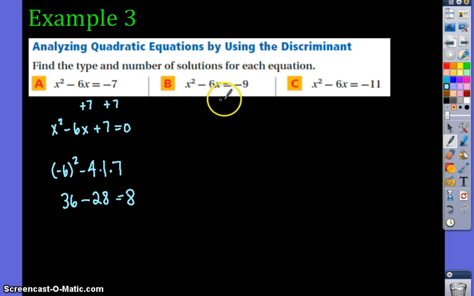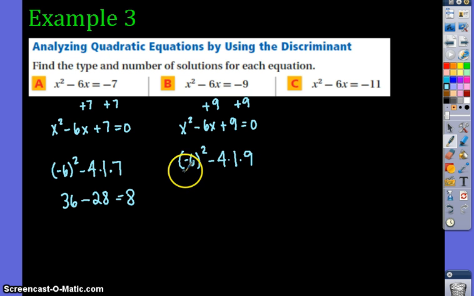All right, so again, on b here, we want to add 9 to both sides to get it into standard form. So we have x squared minus 6x plus 9 equals 0. All right, so first step, we need to do b squared, so that would be negative 6 squared minus 4 times a, which is 1, times c, which is 9. So negative 6 squared, that's 36, minus 4 times 1 times 9 is also 36. We wind up with 0. So this is a situation where we have one real zero.